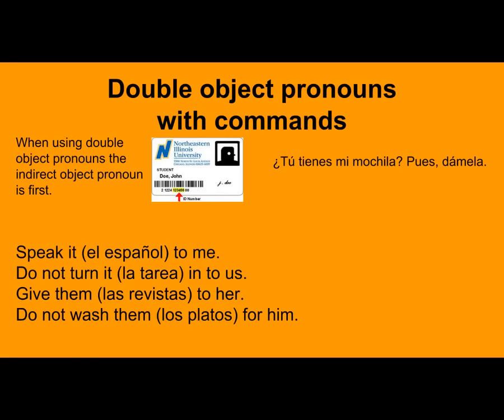Speak it to me. Háblamelo. The me is the indirect object pronoun. Lo is the direct object pronoun. It does change as far as the accent is concerned. Originally, it would have been on the third from the end, but now it's going to go on the fourth from the end when you add two pronouns.